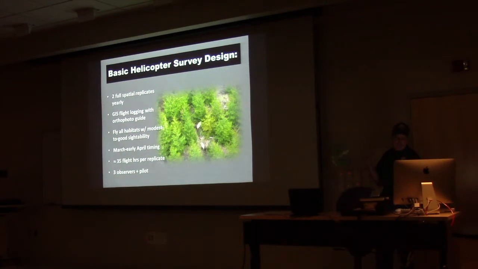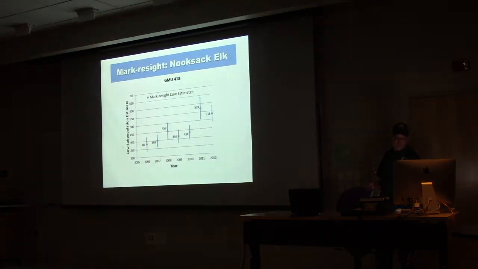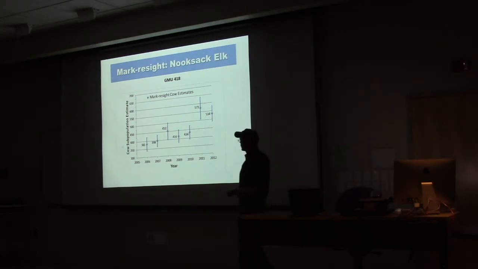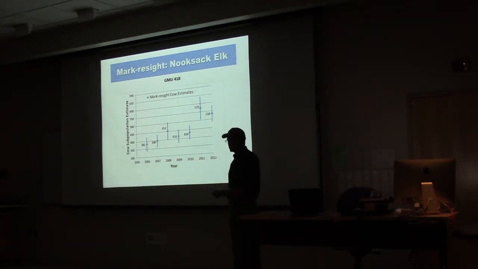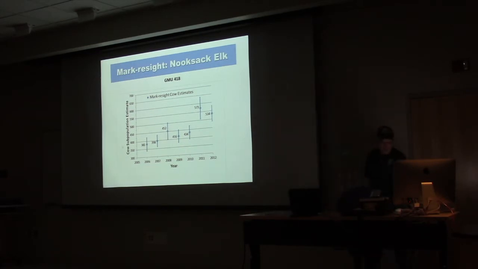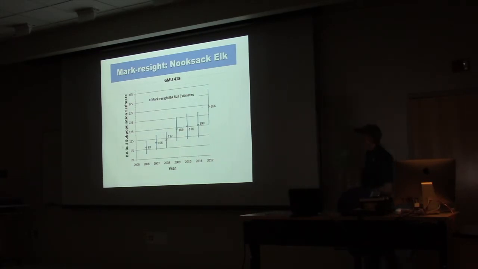And the data were collected by 3 observers and a pilot in a helicopter. And so these are Mark-resight estimates. This is for cows, across years from 2005 to 2012. This was a population that was growing and recovering from a historic low point in abundance. We had done some things to increase abundance, and so we were trying to track that with the Mark-resight approach, and that is the data that we got.